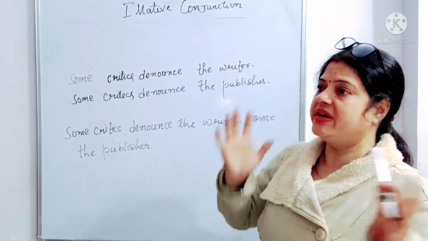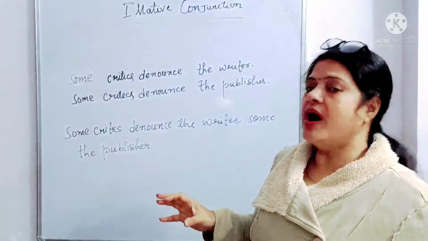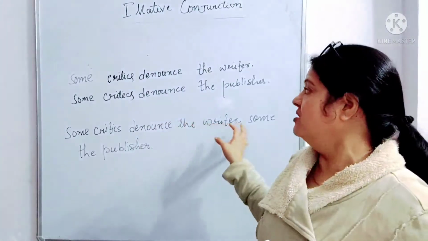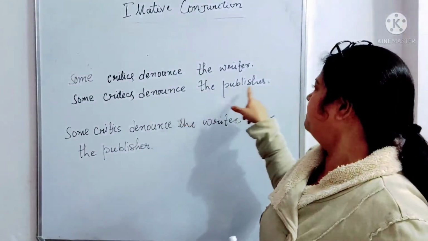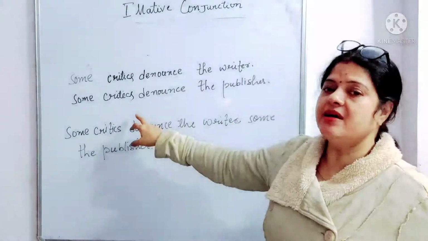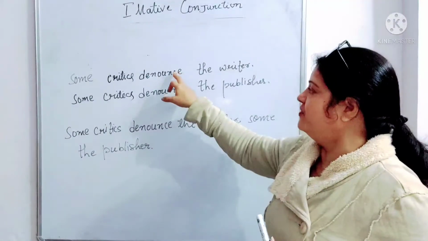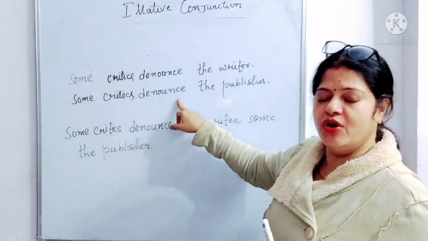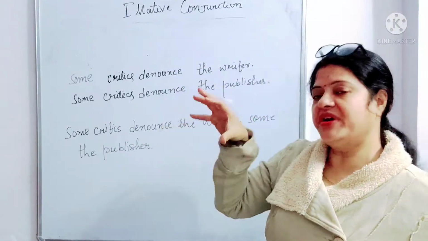It means some critics are condemning the writer, criticizing the writer, or some critics denounce the publisher. Some people are criticizing the writer and some critics are criticizing the publisher. So we have denounce. Denounce means not to appreciate, to criticize.